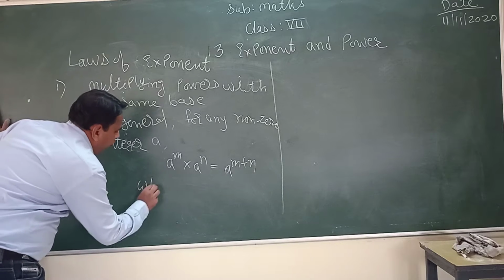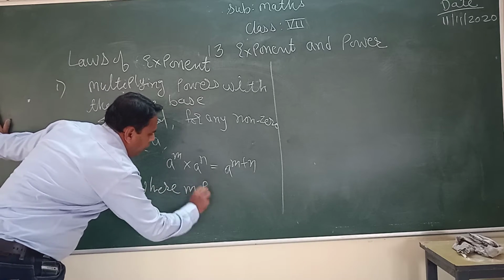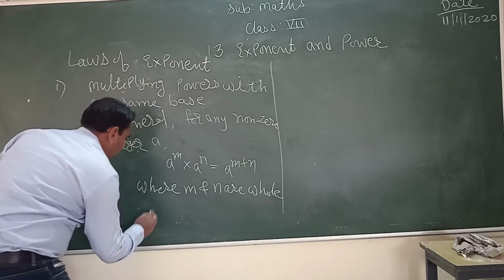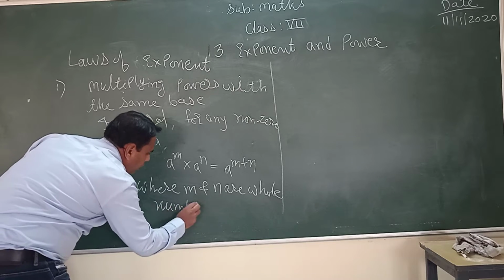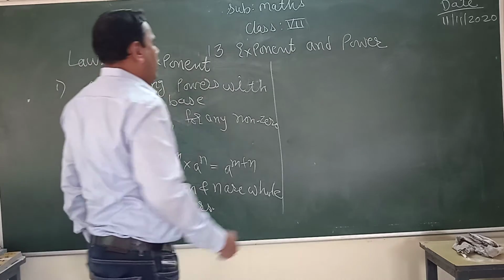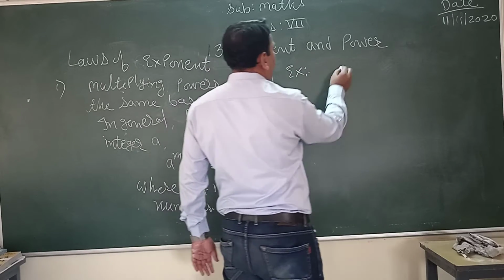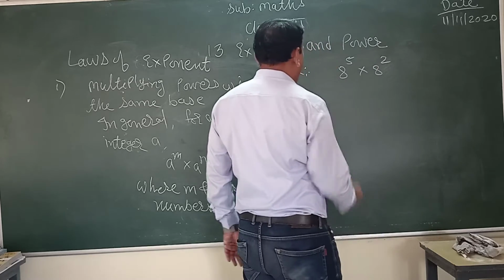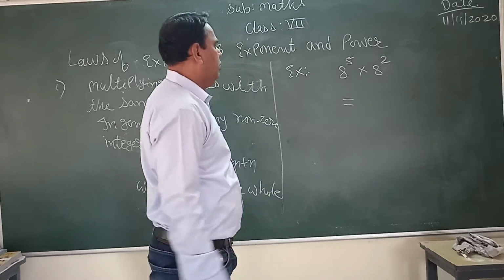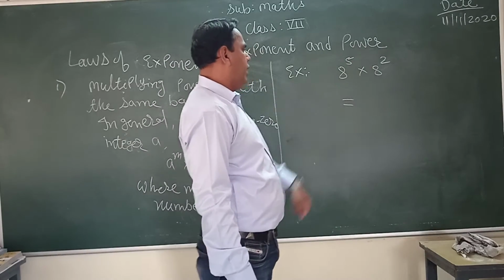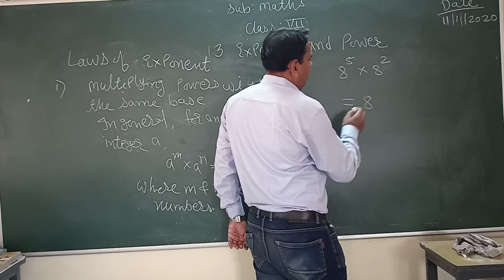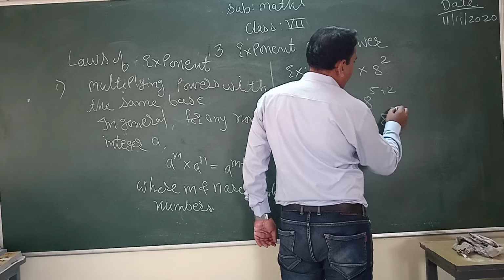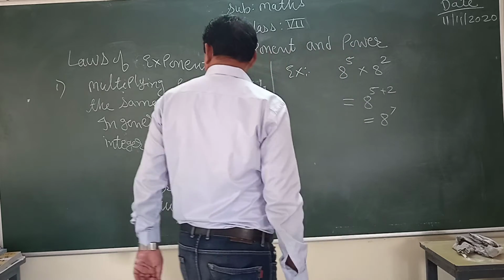We write here where m and n are whole numbers. We see examples. a to the power 5 into a to the power 2. We use this law here because the base is the same and the powers are different. So we get a to the power 5 plus 2, which means a to the power 7.